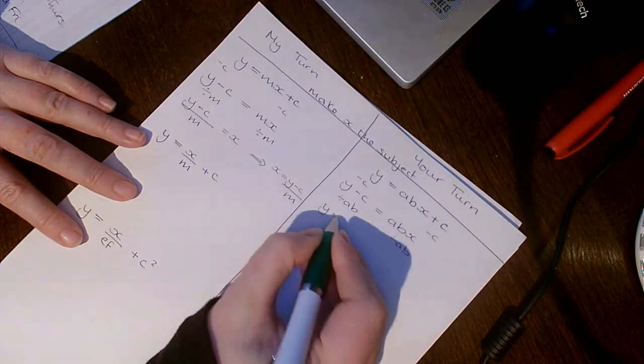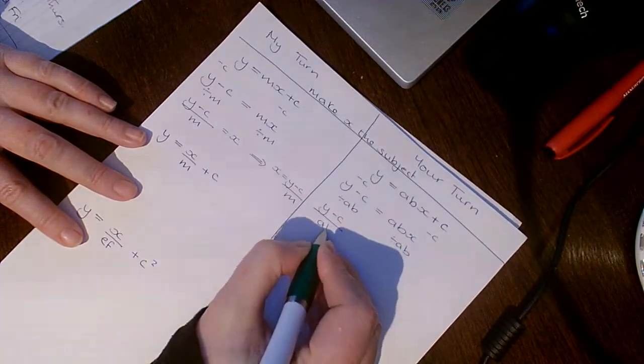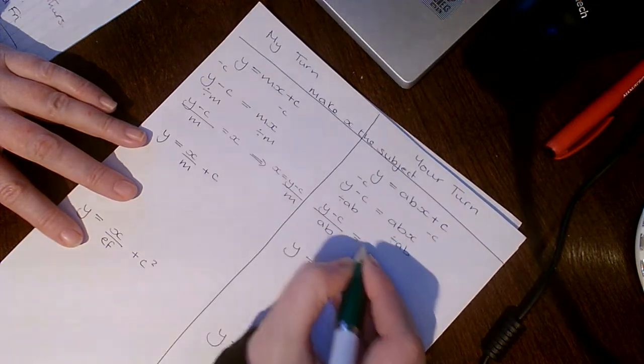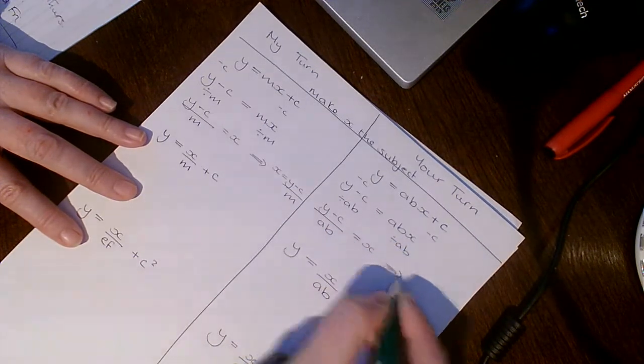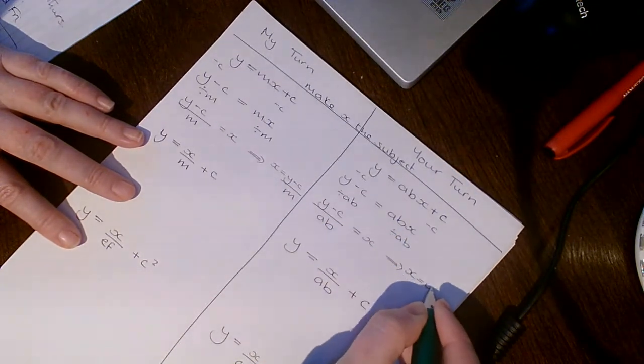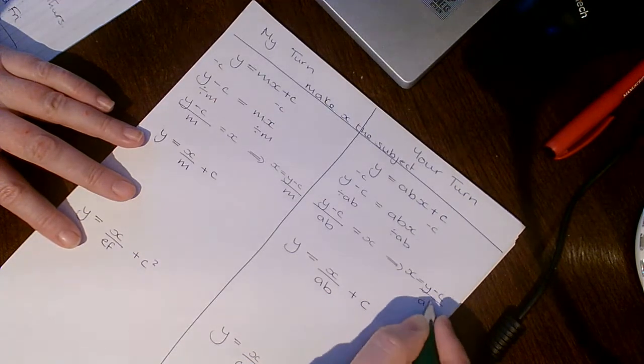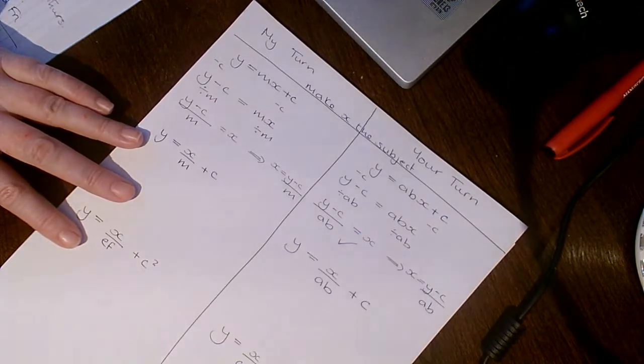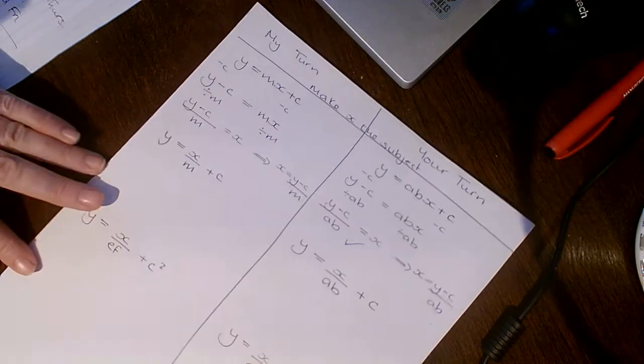So I've got y minus c divided by ab equals x, which we can write out like that. But leaving your answer like that is perfectly okay as well. So next one.